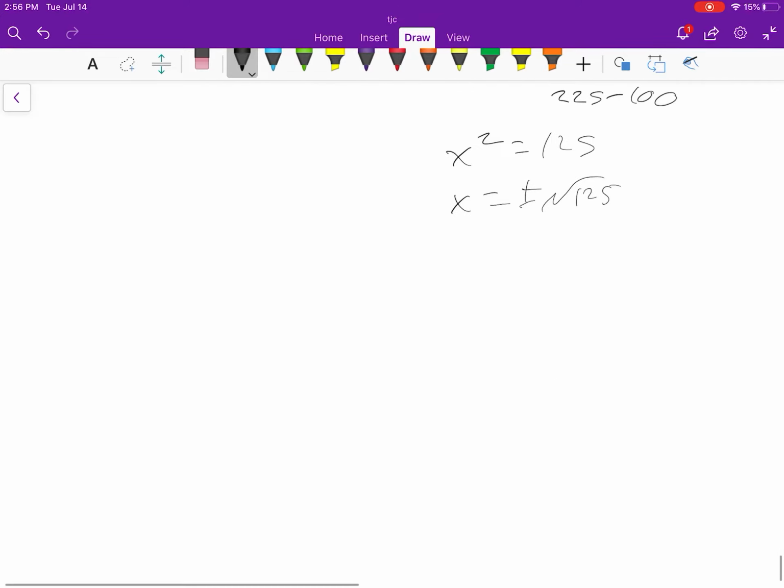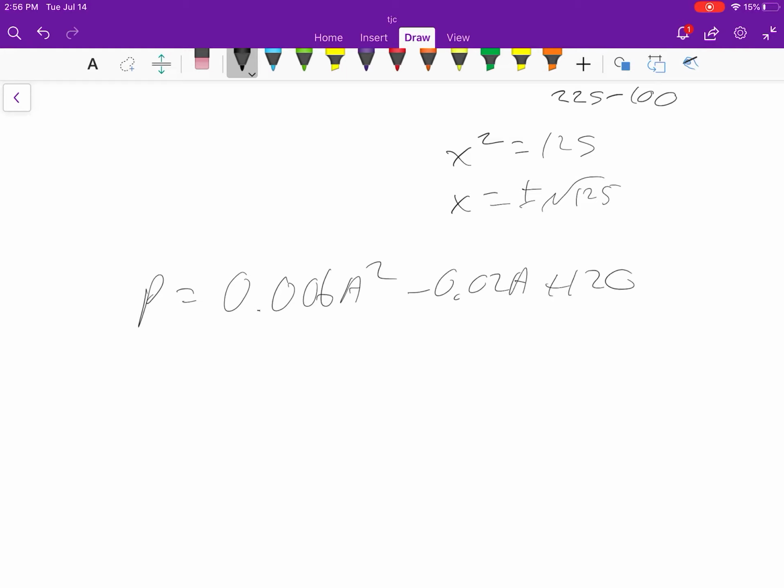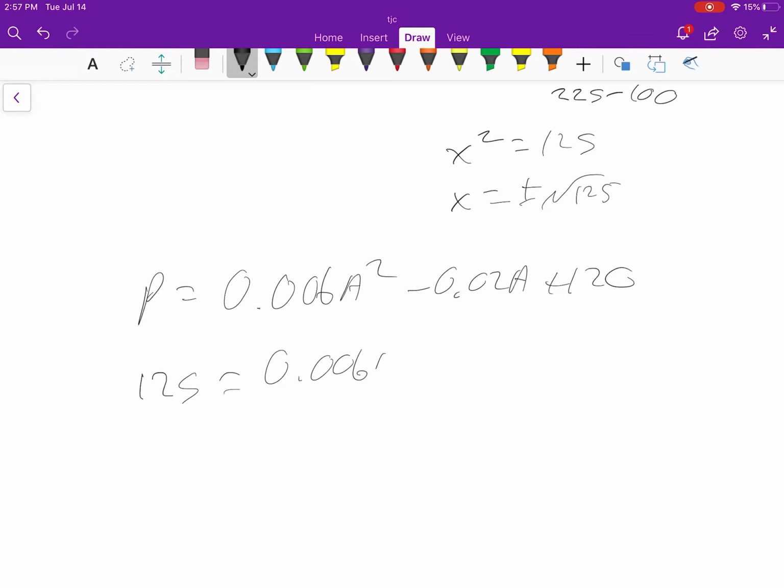The other types of problems they might have are word problems. In the example in the book, they have this systolic blood pressure formula, and they want to know at what age, A is age, B is pressure, at what age is your systolic pressure 125 for normal? This is normal systolic blood pressure. What you do is you plug in 125 equals this. And then you're going to subtract 125 from both sides.